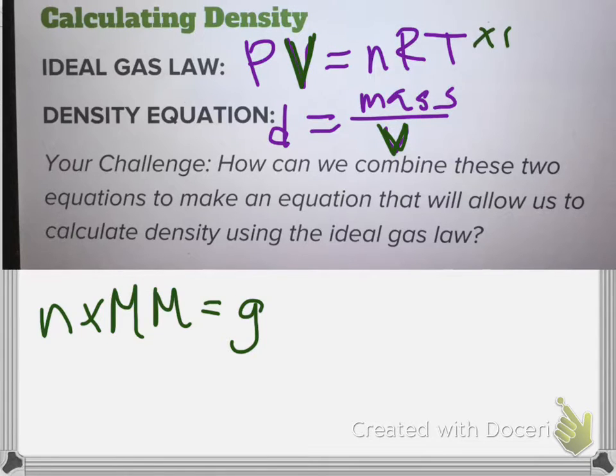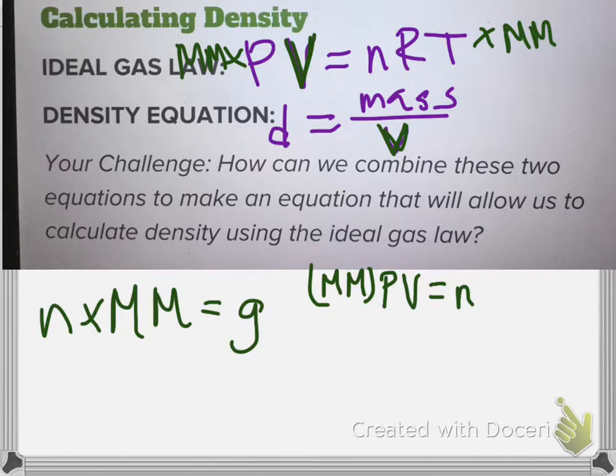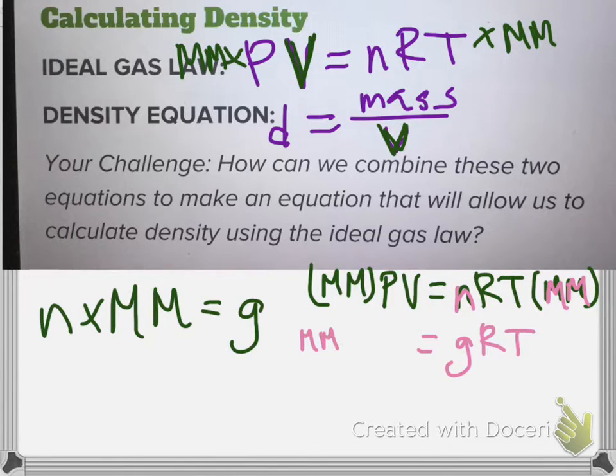So we are going to multiply both sides of our ideal gas law equation by molar mass. So now we have molar mass times pressure times volume equals moles times R times T times molar mass. Moles times molar mass is grams, or is mass. So moles and molar mass will combine to just give us grams. So we have grams times RT equals molar mass times PV.